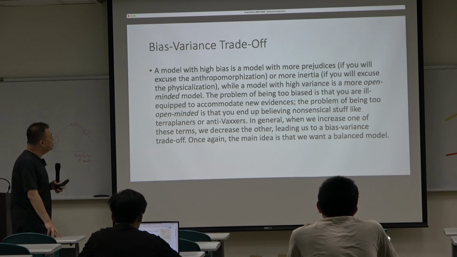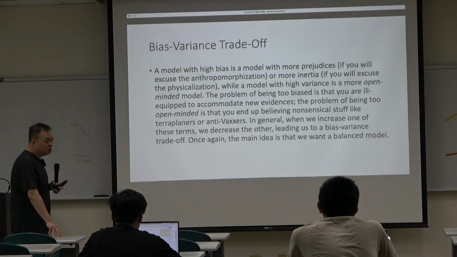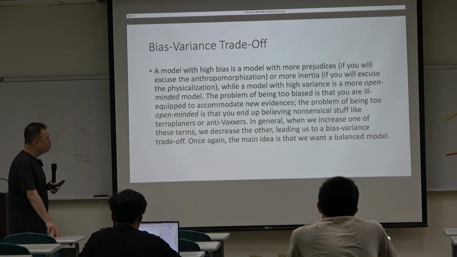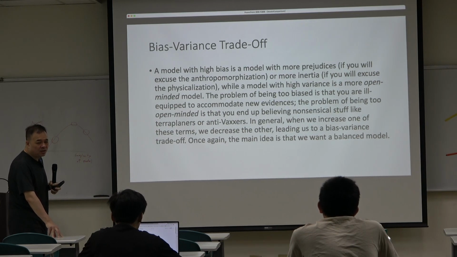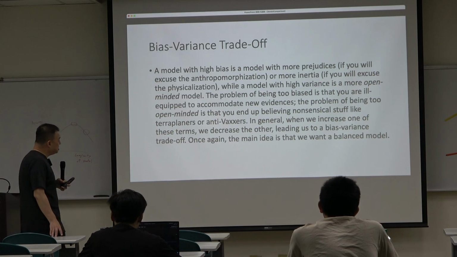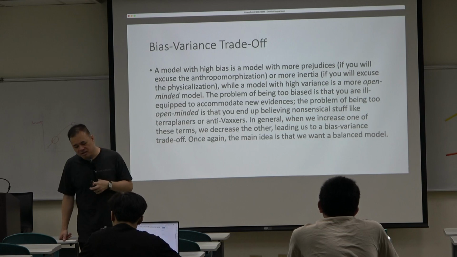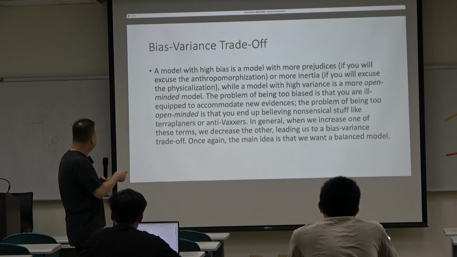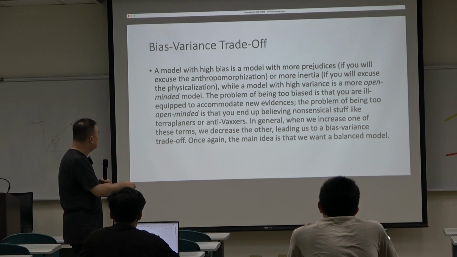Or more inertia. Inertia is from physics. So inertia means 惯性. If you know a little bit about physics, you guys have taken physics in high school, so you know what inertia is, right? So a high bias is like prejudice, or more prejudice, or more inertia.